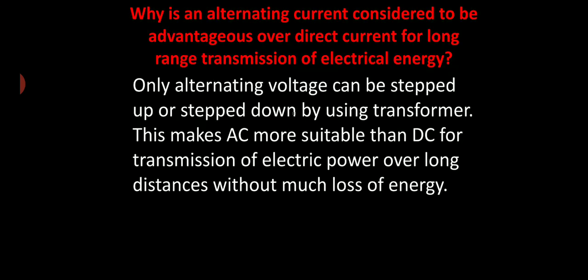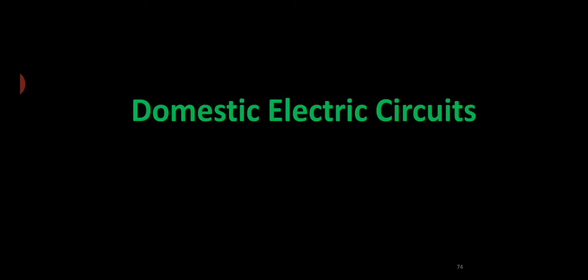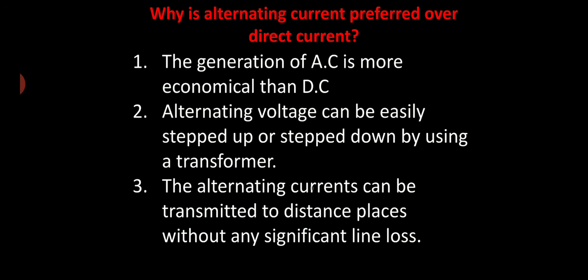Why is alternating current considered to be advantageous over direct current for long range transmission of electrical energy? Because alternating voltage can be stepped up or stepped down by using transformers. A transformer is a device, you might have seen, that regulates the voltage. This makes AC more suitable than DC for transmission of electrical power over long distances without much loss of energy. So this is about the working of electric generator and electromagnetic induction. Now let's discuss the question answers related to this topic.